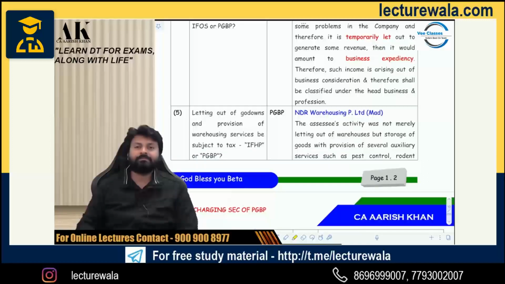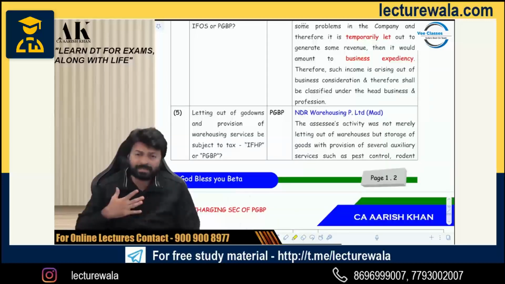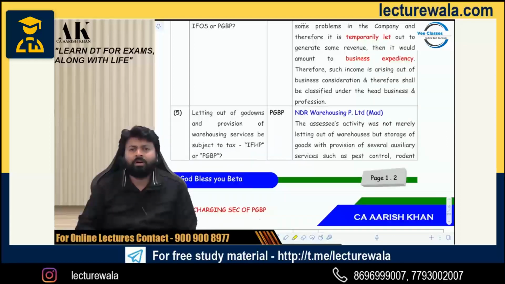But now listen, the second example. I have a warehouse which I am giving to you along with a lot of facilities, like fumigation service, like pest control, like security service. I am doing all these things for you. I am not only giving you a place, I am giving you a lot of facilities along with the place. The security is also mine, the pest control is also mine, the fumigation service is mine. All of them are mine. Where will it go? It will go in PGBP.